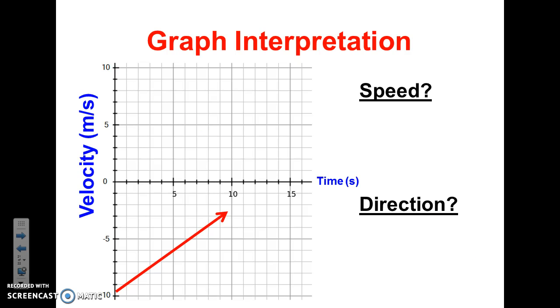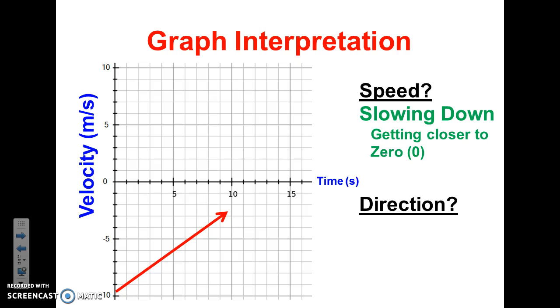When I think about my speed on this one, again, I think about where I am relative to 0. In this particular case, I'm getting closer to 0, so that means I'm slowing down. On my direction, I am on the negative half of the velocity graph, which means I am moving to the left. So I'm slowing down as I move to the left.